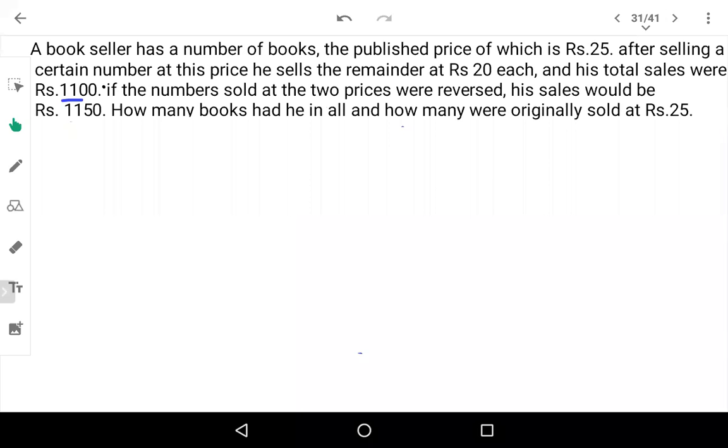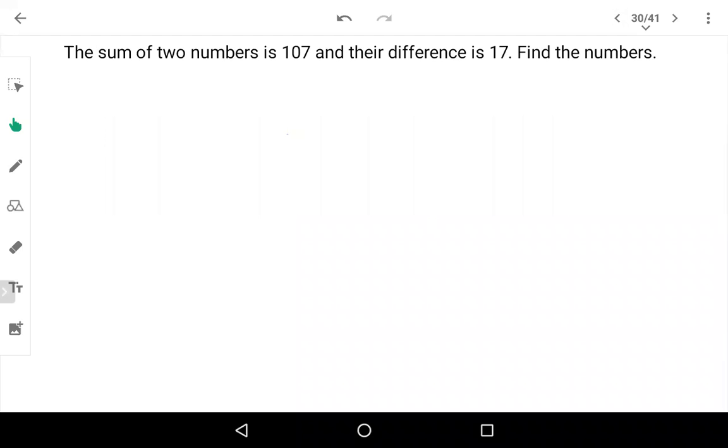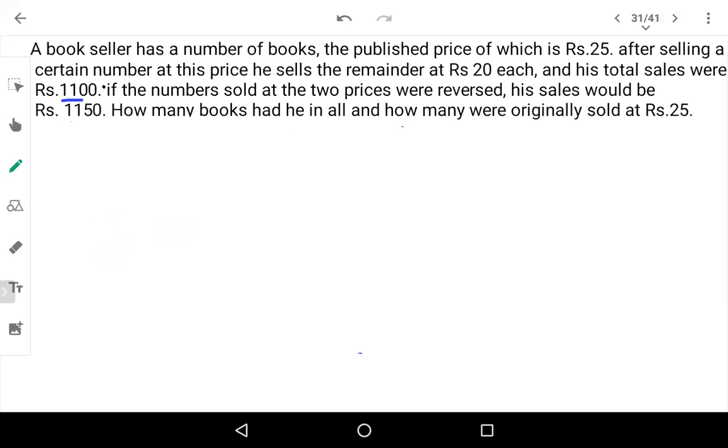Okay. Now this question, the sum of two numbers is 107 and difference is 17. It is a homework question for you. I will share it in the group later. Solve this and send it to me later. Fine. Now let us go to the next question.